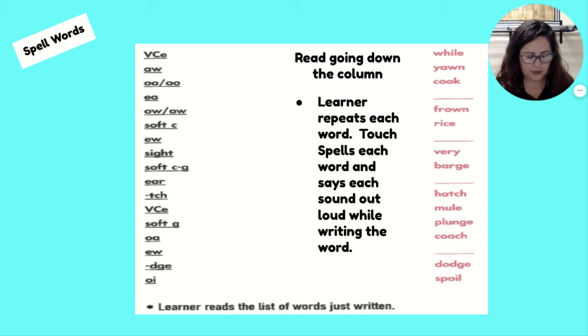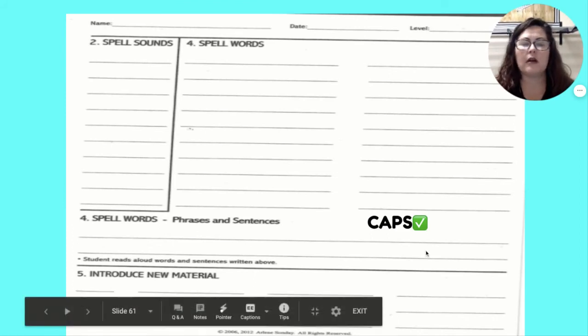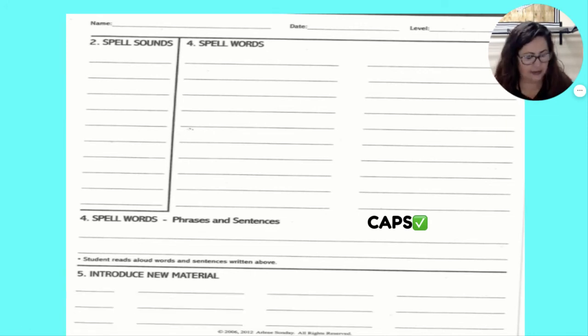Pause the video to give yourself enough time. Now we're moving on to the spell words, phrases, and sentences section, this part of your paper. I'm going to dictate a sentence to you. You will tap out one word per finger. You'll repeat the sentence, then you'll tap out the sentence, and then you'll write it.